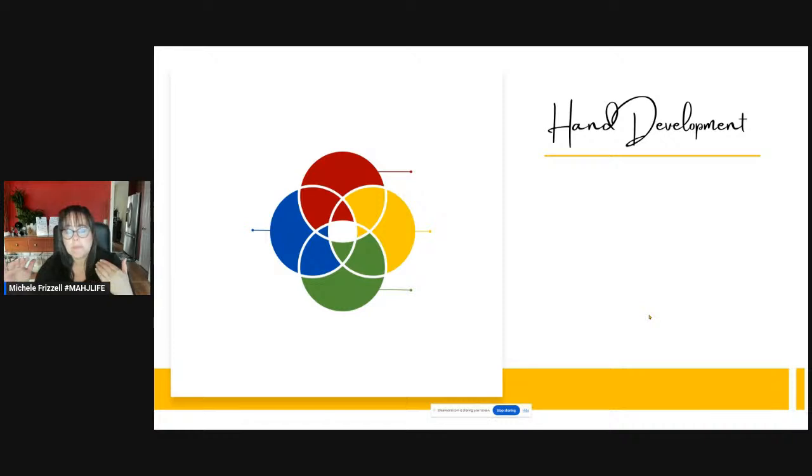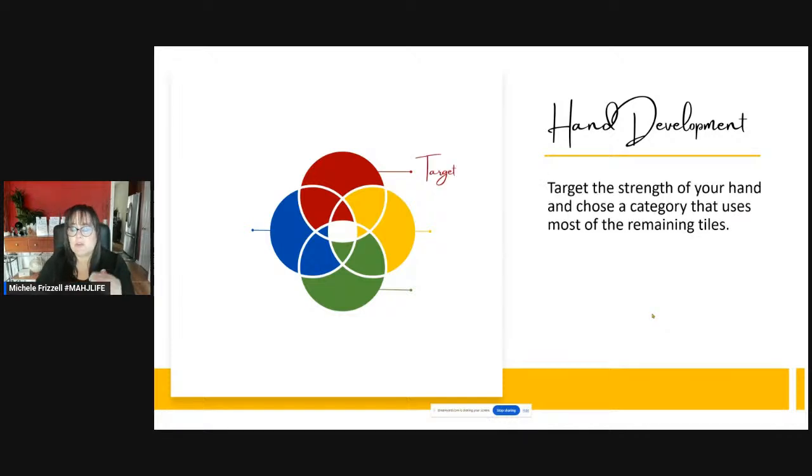So when you get your dealt hand, don't think about, oh, what hand am I going to play? Instead, focus on the best category that can utilize your tiles and focus on hand development at that point. And what that means is that you're going to look at your dealt tiles and you're going to target the strength of the hand. The strength of the hand is going to be either with a predominant pattern. If you have all single tiles, for example, you're going to want to choose a category to focus on. You could also have multiples in your hand.